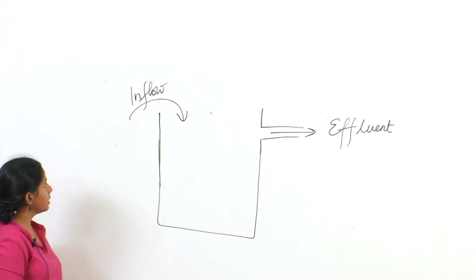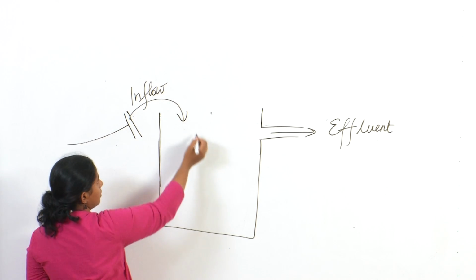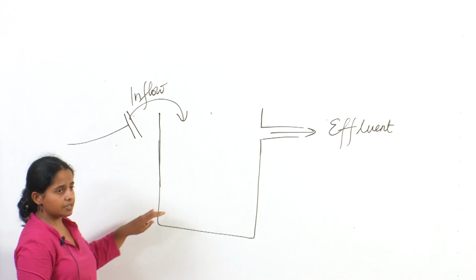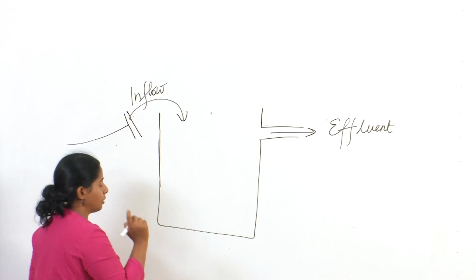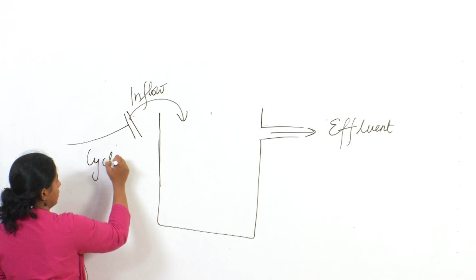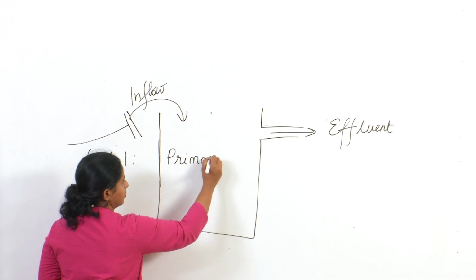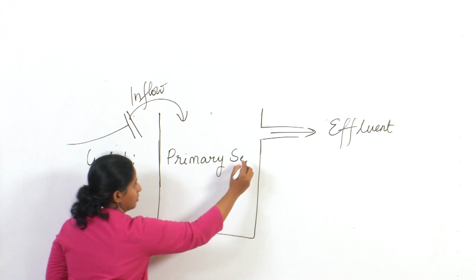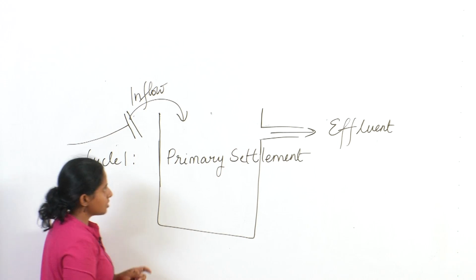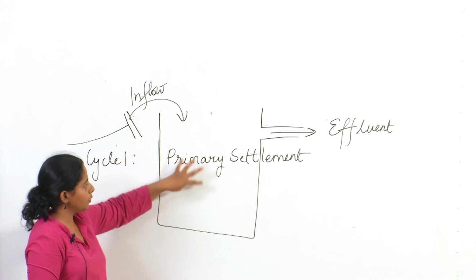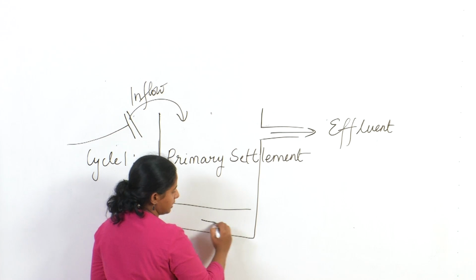Now remember the first step of treating wastewater is screening. So the influent comes and it gets mechanically screened and then is inflowed into the tank. Once it reaches the tank, the next step is primary settlement. So this is the cycle 1. So for cycle 1 we will have primary settlement. So for certain minutes the influent will be allowed to undergo primary settlement, and then the primary sludge collected here will be removed.